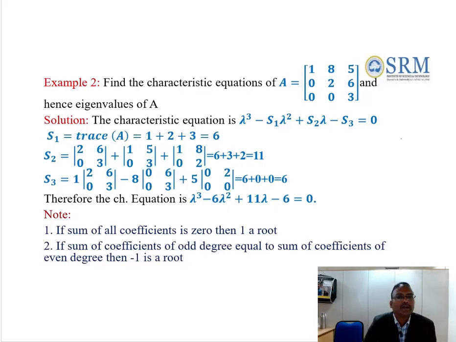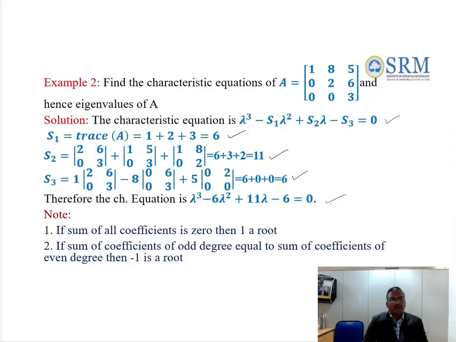lambda cube minus s1 lambda square plus s2 lambda minus s3 equal to 0. What is s1? S1 is nothing but the trace of the matrix, that is s1 equal to 1 plus 2 plus 3, that is equal to 6, right? And then s2 is the sum of the minors of the main diagonal, therefore it gives the value 11, and s3 is the determinant of the matrix, so that gives the value 6. Therefore the characteristic equation is lambda cube minus 6 lambda square plus 11 lambda minus 6 equal to 0, right? Now it is a cubic polynomial.